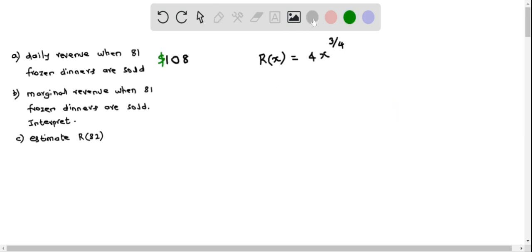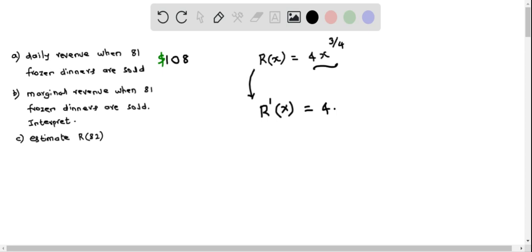We will now do part B, that is, we have to determine the marginal revenue when 81 frozen dinners are sold. So basically, to determine the marginal revenue, we have to find the first derivative of the revenue function. So I'm going to find the derivative on both sides. So the derivative of R of x is written as R prime of x. And to find the derivative of this 4x to the power of 3/4, we apply the power rule to find the derivative of x raised to the power of 3/4.